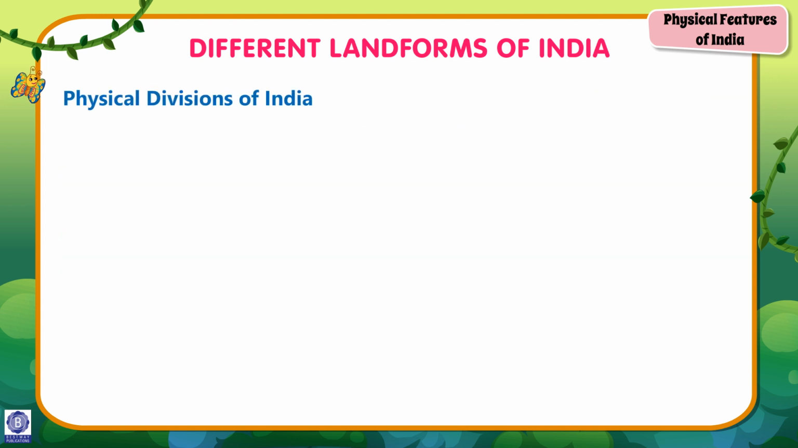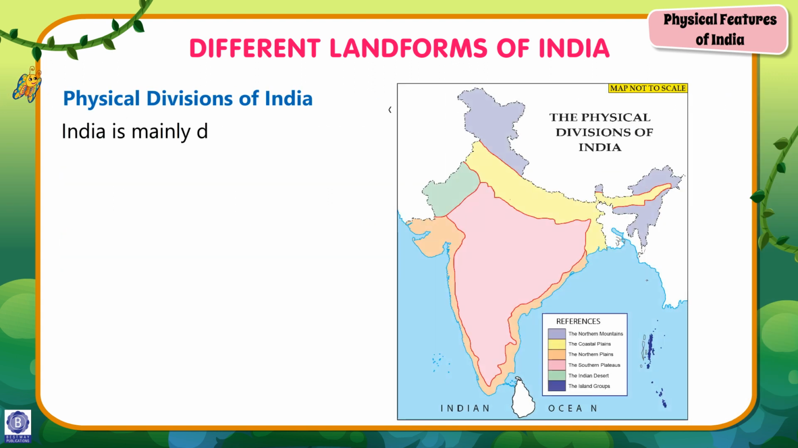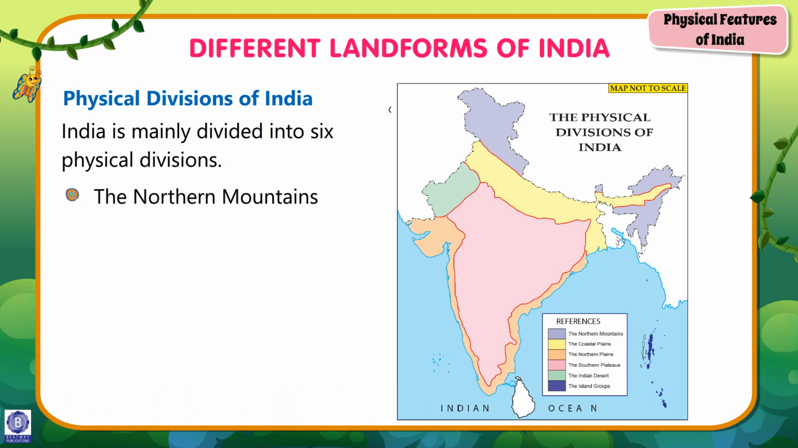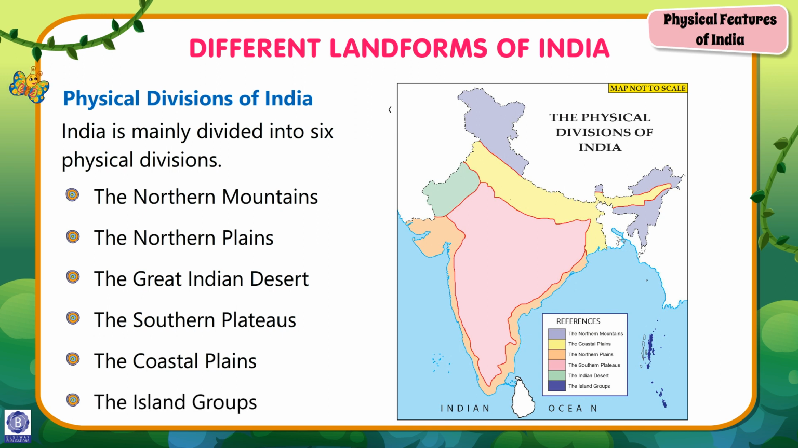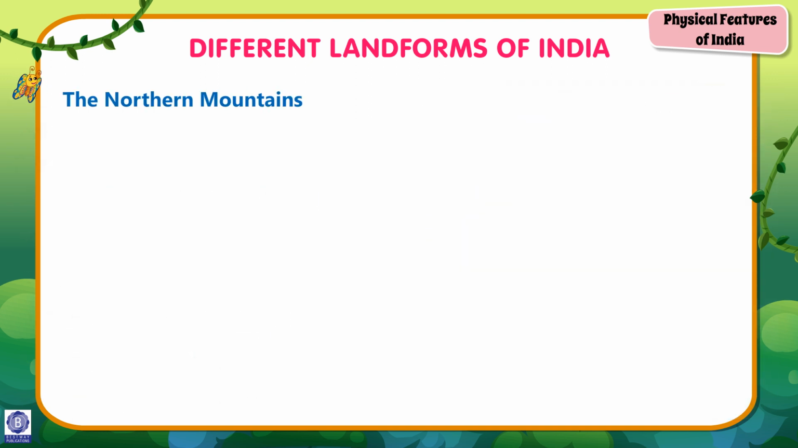Physical divisions of India. India is mainly divided into 6 physical divisions: the northern mountains, the northern plains, the Great Indian Desert, the southern plateaus, the coastal plains, and the island groups.